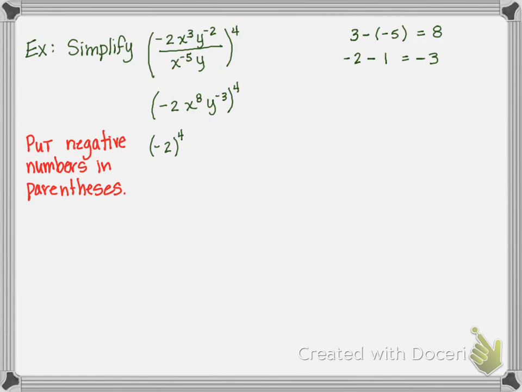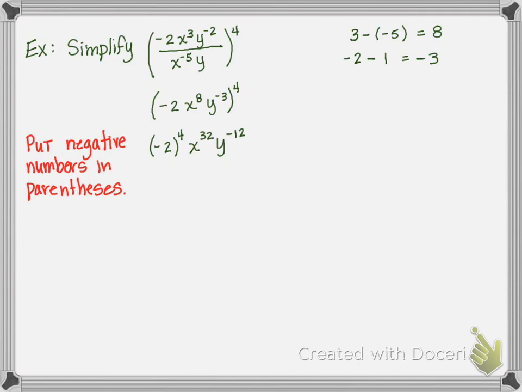And then we have x to the 8th raised to the 4th power. So our power rule says that we can multiply those exponents. So that's x to the 32nd. And then y to the -3rd to the 4th is going to be y to the -12th.